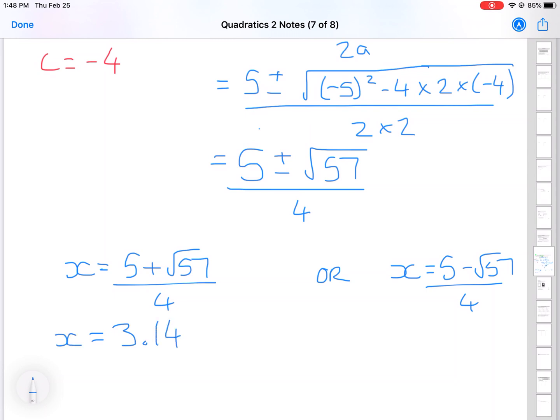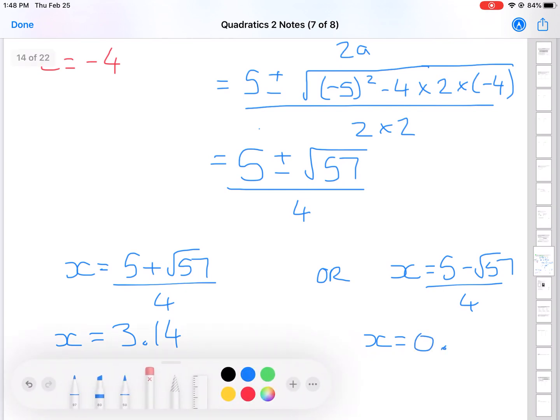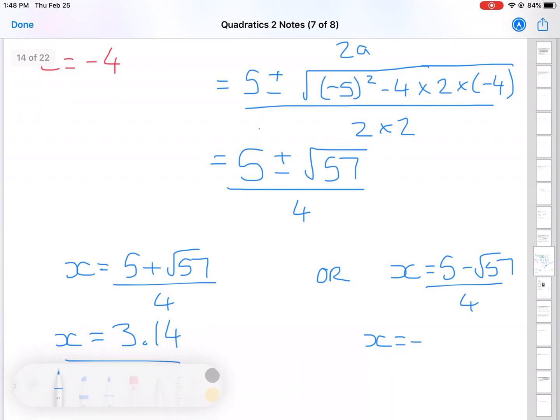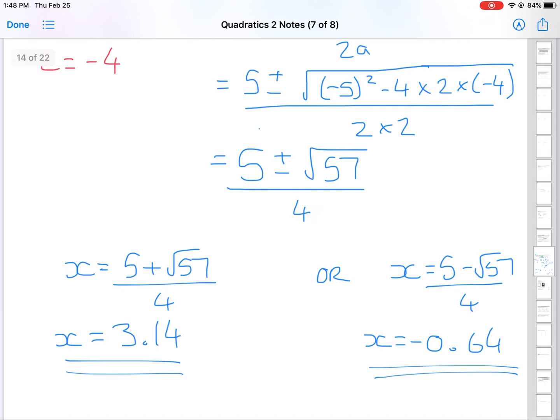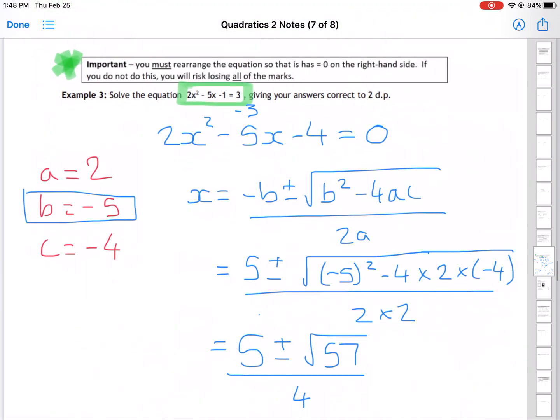3.14. I wanted 2 decimal places this time. And next one, 5 take away root 57 equals, divide by 4 equals 0.64 as my final answer for that one. Okay, those two are my two values of x for this expression. The main thing with this example was that we had to make sure that we rearranged the top so we had 0 on one side of the equation.